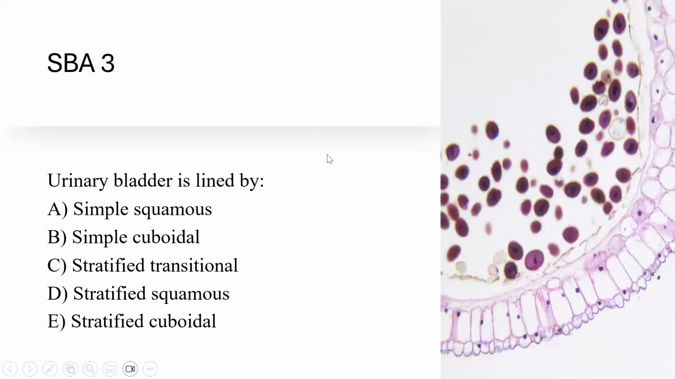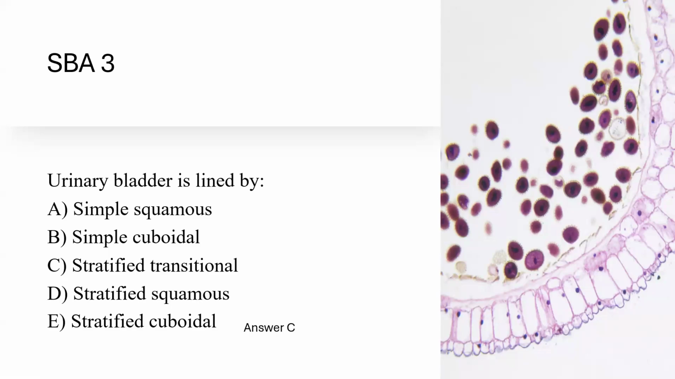Okay. So the urinary bladder is lined by? Transitional epithelium. Stratified transitional epithelium. Yes, stratified transitional epithelium. Very good.